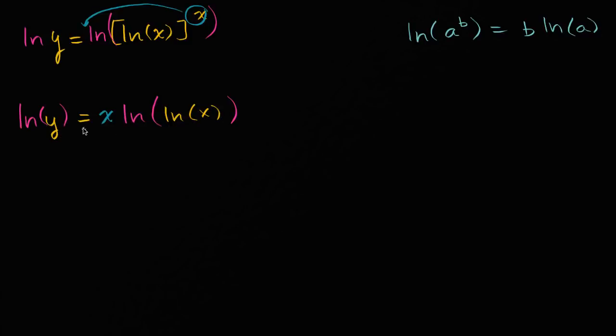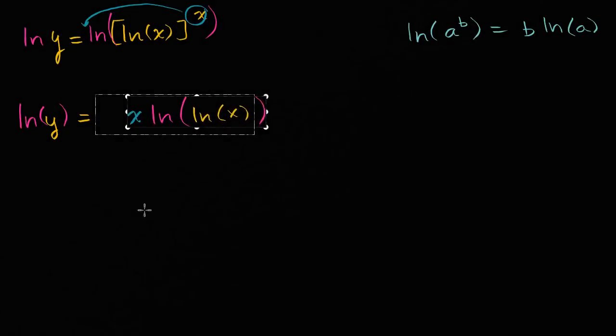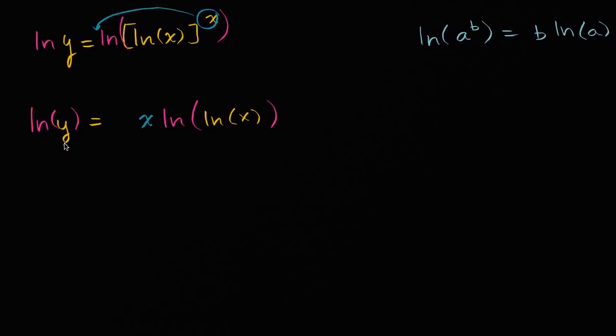Now you're saying, well, gee, how is this actually going to be useful for us? Well, now we can implicitly take the derivative of both sides of this. Let me scoot this over to the right a little bit, so that I have space for my derivative operator. Now let's take the derivative with respect to x of the left-hand side and of the right-hand side.